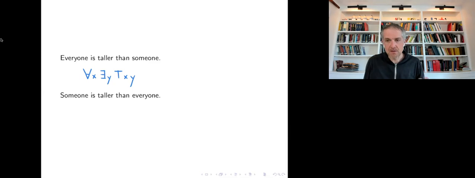Okay, so let's go on to the next one. Someone is taller than everyone. That actually is nonsense, but we can represent that by saying there is someone such that every person, the first one is taller than the second. That's nonsense, because then that would mean the first person is taller than him or herself, which of course can't be true. But we can write it. It makes sense as a logical formula.